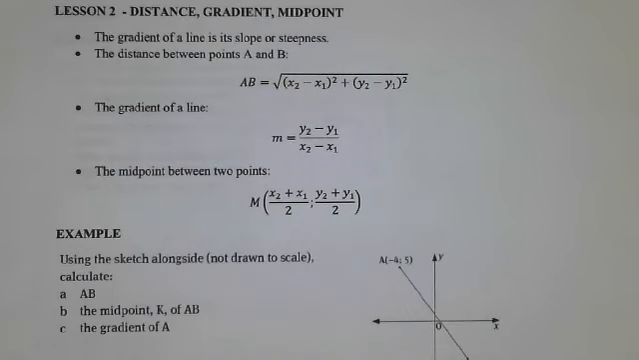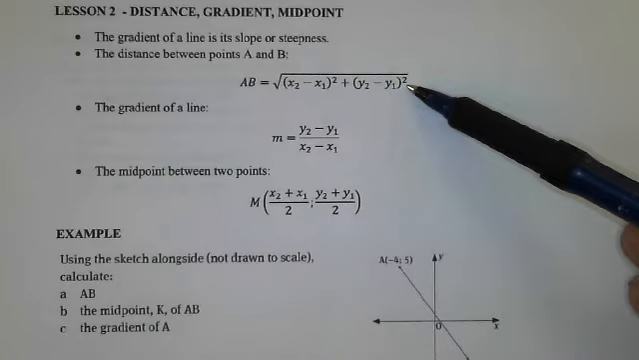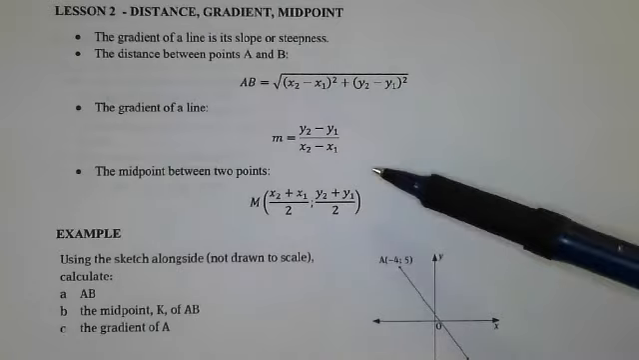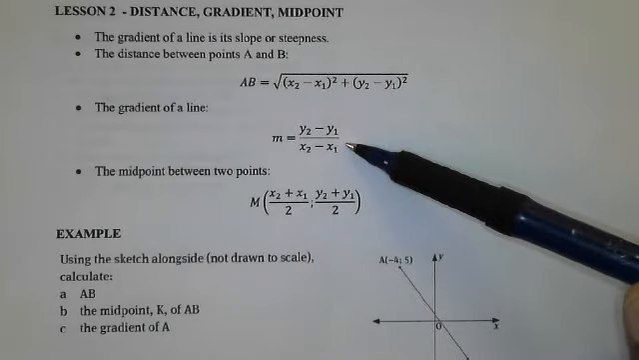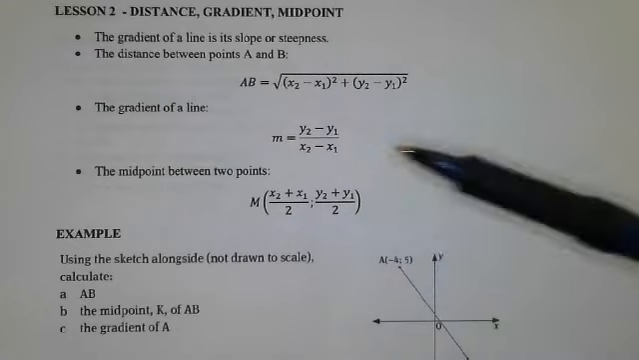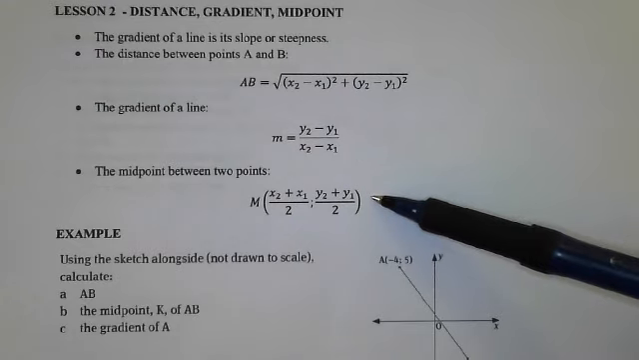Okay? So, when we talk about the gradient of a line, we mean how steep or slanted it is. That's the gradient. And then there's the distance formula, if you still remember that. This is the formula that we use to measure the gradient of a line. And this is the formula that we use to calculate the midpoint of a line.